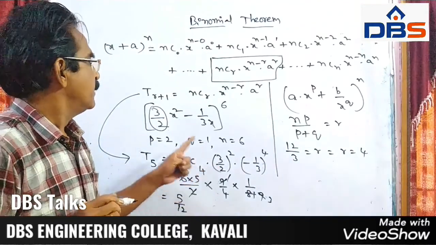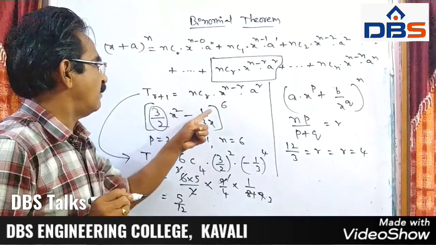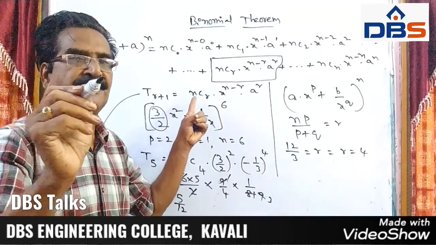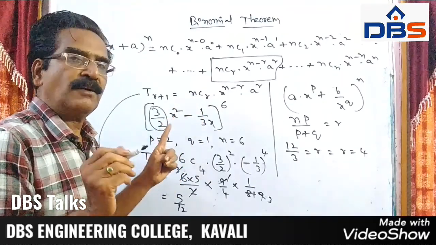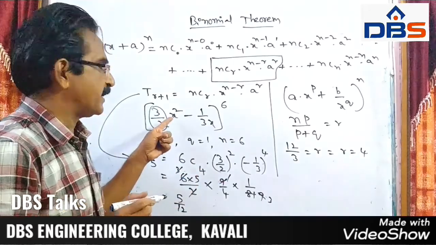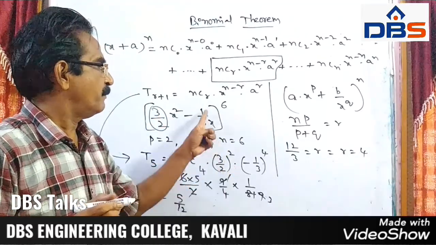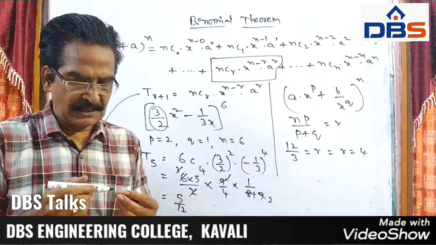6C4 into x power. Here all this term is x, all this term is a. This is the expansion of (x plus a) whole power n, friends. So here we are not considering x because we want the term independent of x. So we are taking only the constant part: (3 by 2) whole square into (minus 1 by 3) whole power 4. So simple, 5 by 12 is your answer.